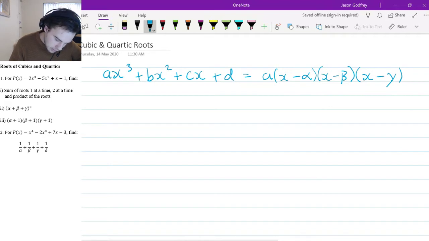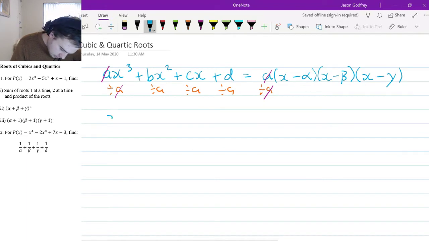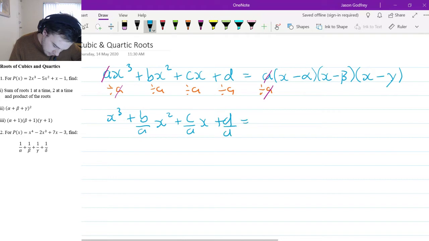So we'll do the same thing where we'll divide out both sides of our equation by the coefficient of the leading term, and so x cubed plus b on a x squared plus c on a x plus d on a is going to equal this. So again, like last time, we expanded it out, so we'll do that again.